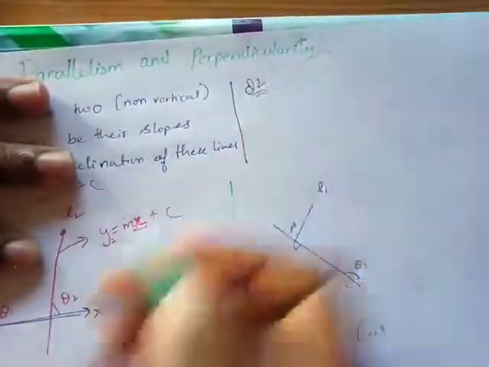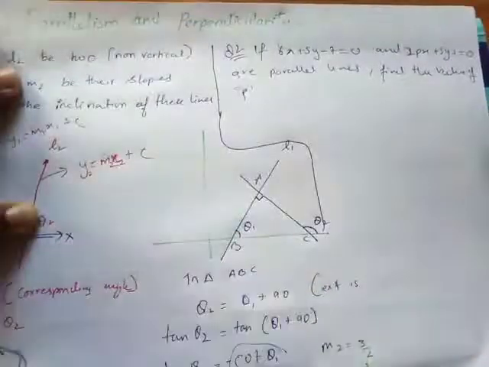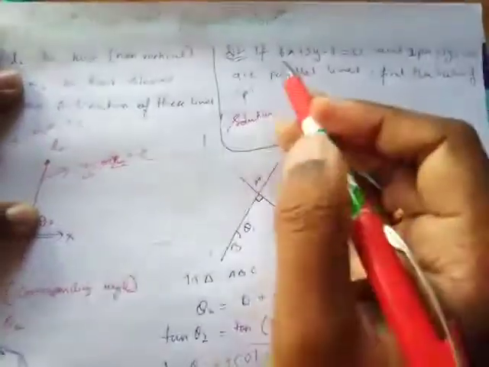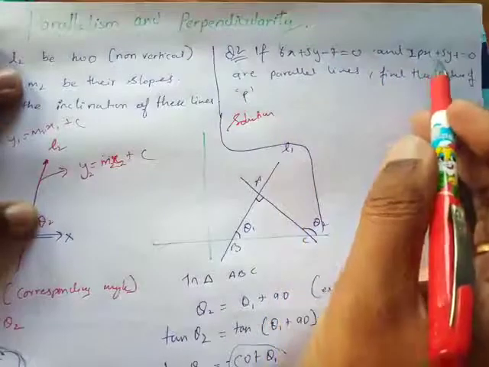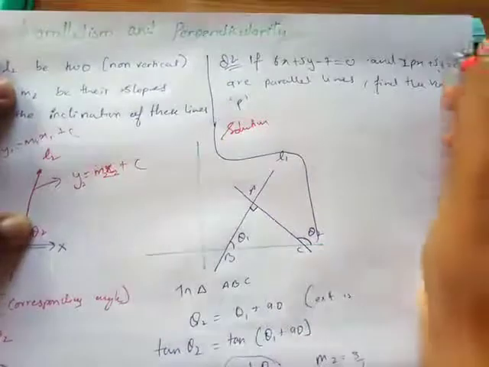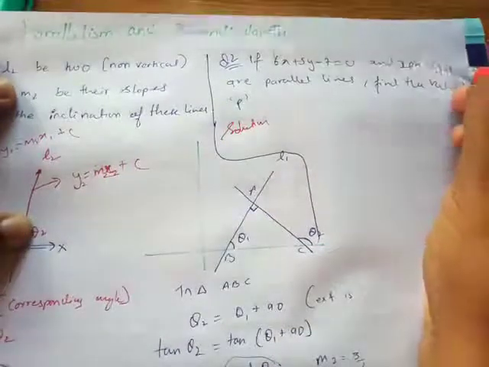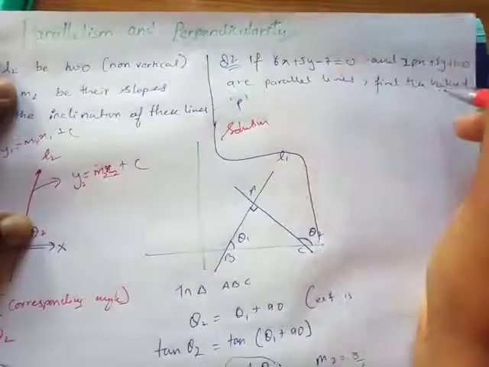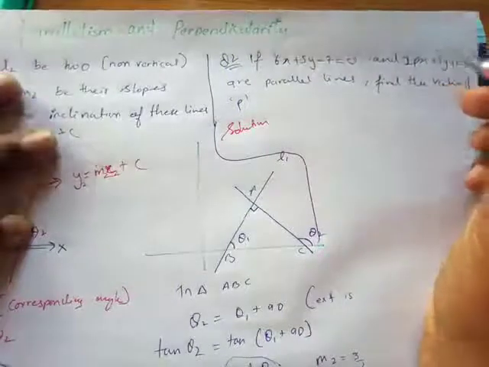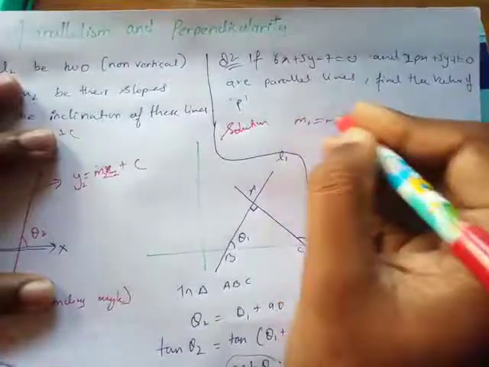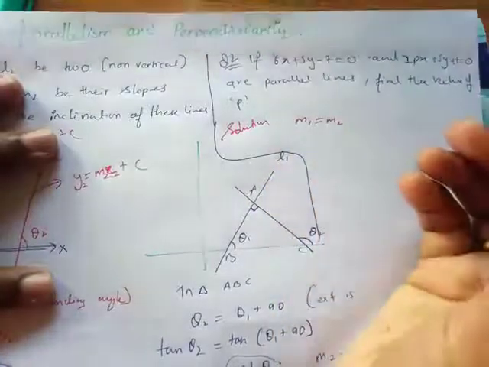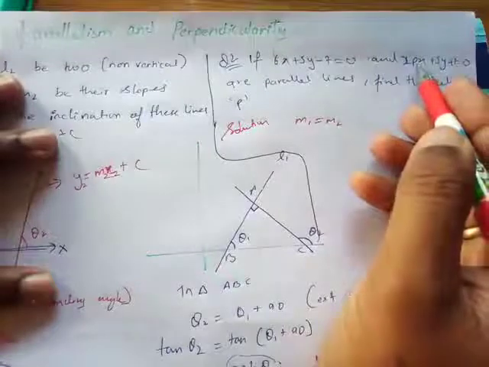Let's have a look at question number 2. It says: if 6x plus 5y minus 7 equals 0 and 2px plus 5y plus 1 equals 0 are parallel lines. You know, if the two lines are parallel, the slopes are equal, m1 equals m2, but I have to figure out what m1 and m2 are. And I have to find the value of p.